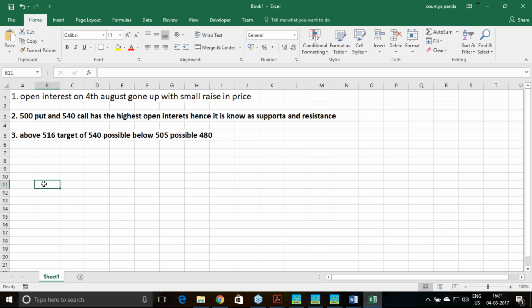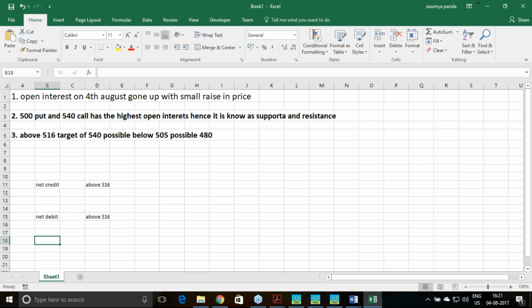Let's categorize the strategies. Now we will categorize the strategy. The first category: net credit strategies above 516, and net debit strategies above 516. Many strategies will come; one or two you just play.